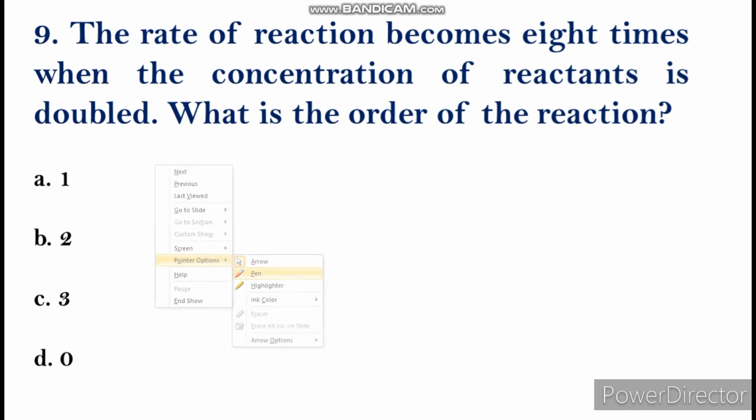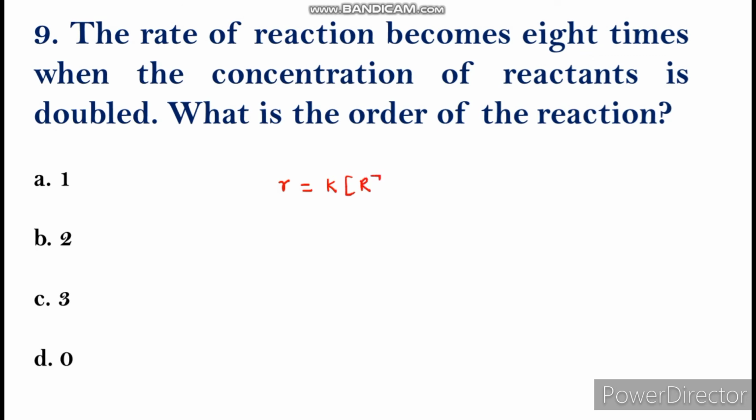The question is, the rate of the reaction becomes 8 times when the concentration of the reactants is doubled. What is the order of the reaction? See, let's take the rate as R, that is nothing but K, the rate constant, into concentration of reactants raised to n. Now what they are telling is, this rate will become 8 times the initial rate R when the concentration of reactants is doubled. It means the concentration is becoming 2 times, so we get 2 raised to n into the concentration raised to n.